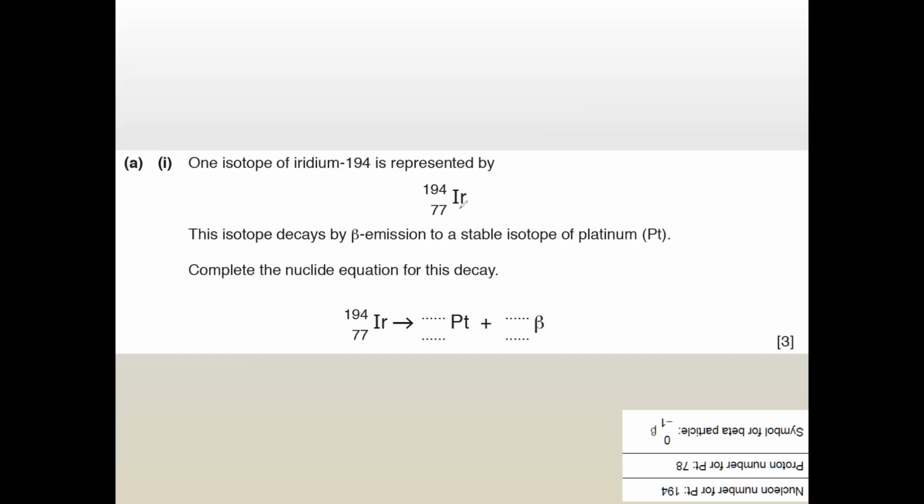So remember, whenever there is a beta decay, for the nucleon number there is no change. So if it is 194, it will remain 194. But what happened to atomic number? Because the proton number increases by 1, so it increases by 1. So originally it is 77, now it will become 78. And what is the symbol for a beta? So this is 0 and -1 because it does not have any nucleon and it is having a charge of -1, which is same as electron.